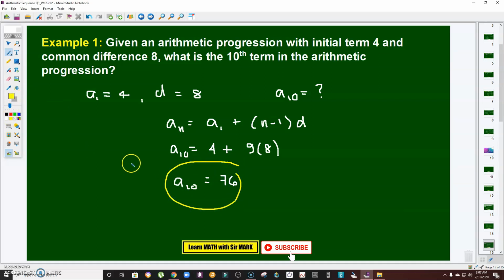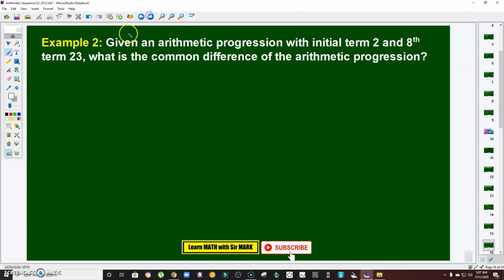Okay? See that? Next, problem number 2. Given an arithmetic progression with initial term 2 and 8th term 23, what is the common difference of the arithmetic progression? Again, when you say initial term, it refers to your first term, or a sub 1. So that is 2. And then, in addition, sabi sa problem, a sub 8 is equal to 23. Now, we are looking for the common difference. Ano daw yung d? See that?